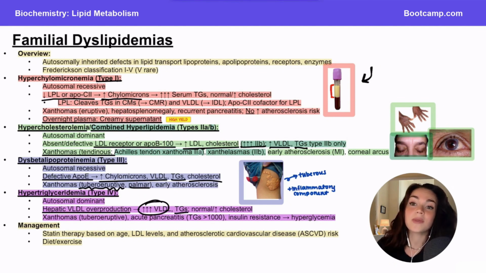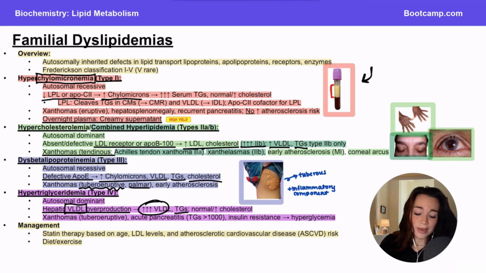And just to hammer this home, in type 1, the lipoprotein that was primarily elevated were chylomicrons, versus in type 4, it was primarily VLDLs. And we manage these high lipids like we manage high lipids for pretty much everyone, with statins, diets, and exercise.